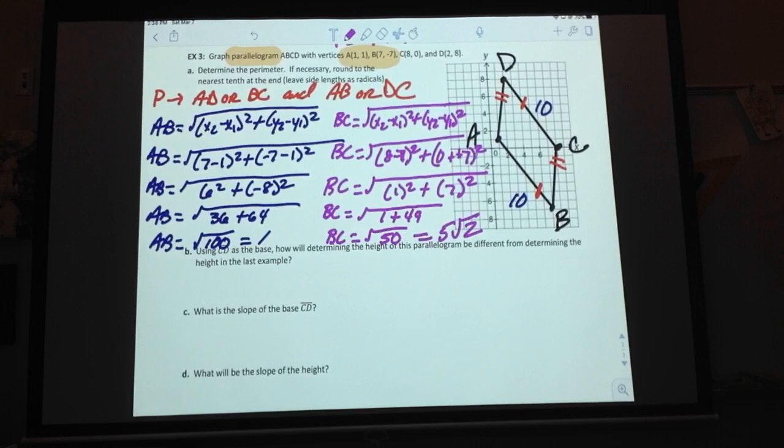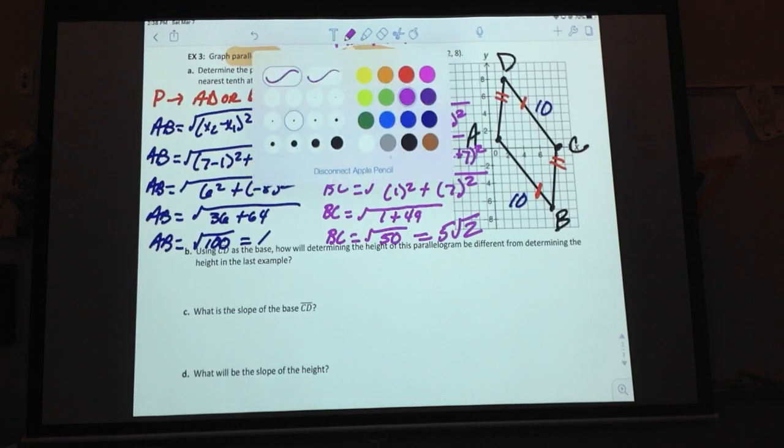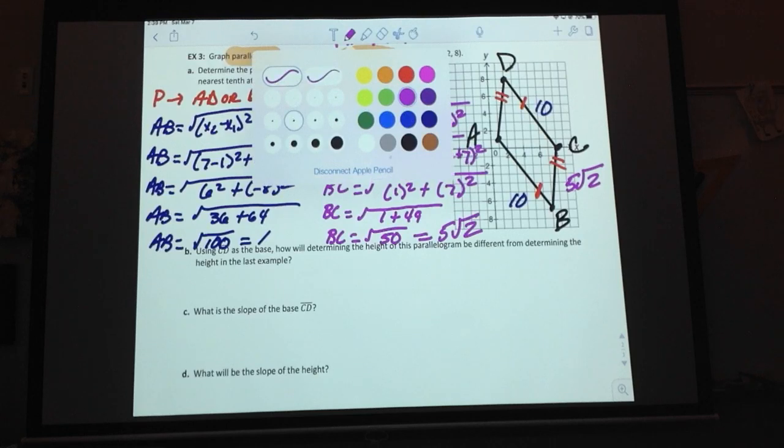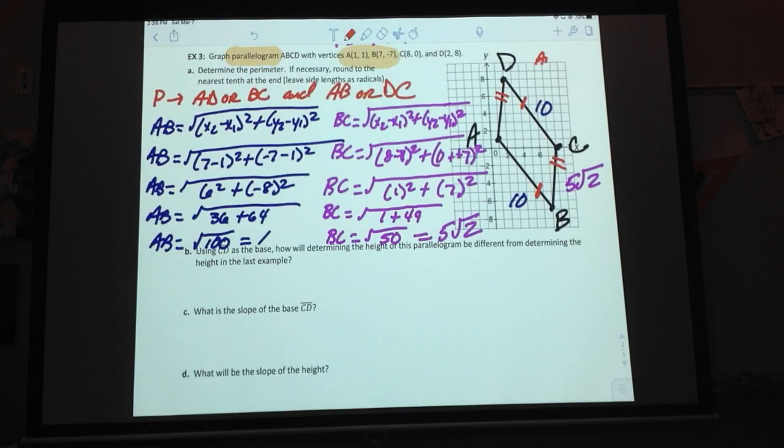So I know that AD is 5 square root of 2. Let me get that in. I'll put over here BC, 5 square root of 2. And AD is the same thing. Remember, I know that AD is congruent to BC, and I know that DC is congruent to AB because we defined it as a parallelogram.